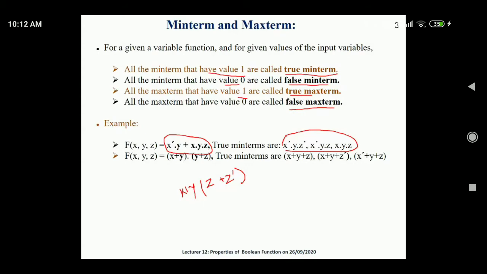Sorry, true min term. Okay, and same way, see here, if we are writing x plus y, just a minute.